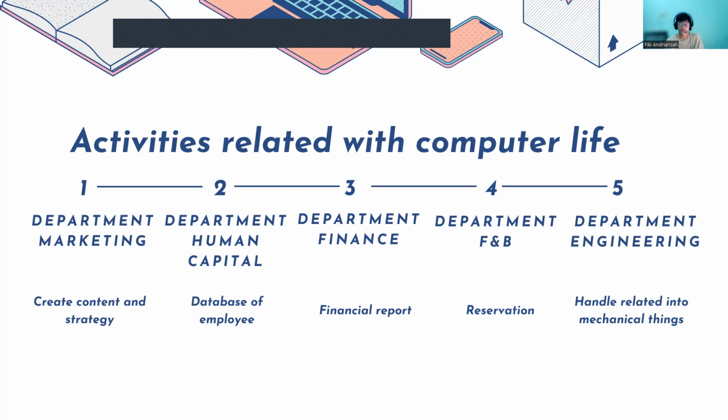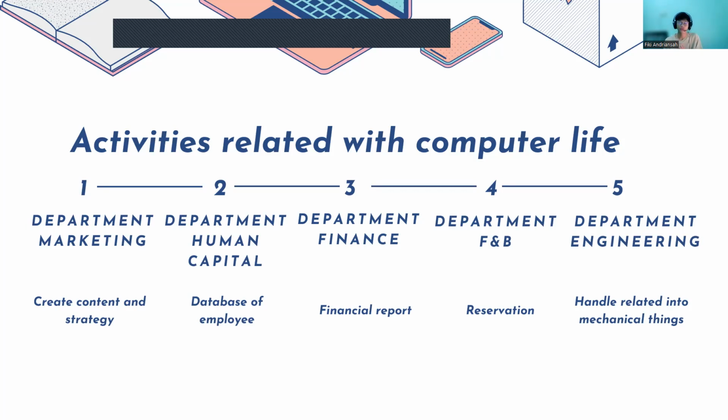And then the second one is human capital. As we know, human capital has the duty to manage all the employees inside the company, guys. So of course, creating a database of employees is one of their responsibilities. In this case, we can use Word or Excel to help human capital do their work. And then the third one is the finance department. Of course, if we're talking about finance, it has correlations with the financial report, and the financial report always has relations with Microsoft Excel, right?